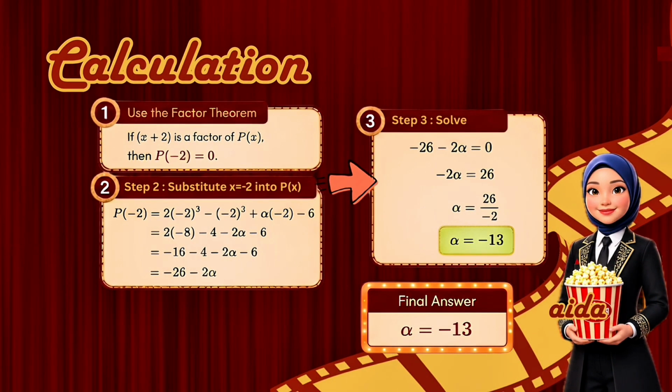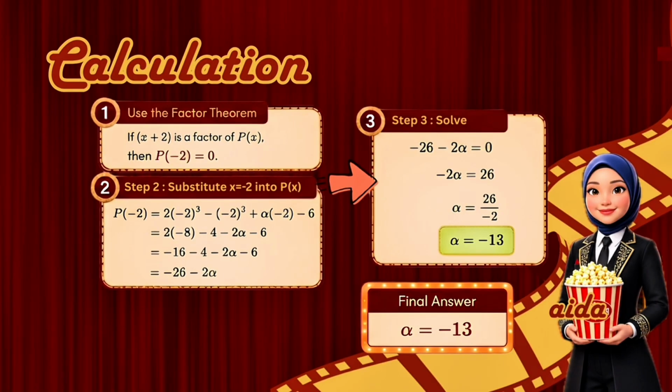Let's jump into the calculation. For this calculation, first, we need to use the factor theorem. If x plus 2 is a factor of p(x), then p(negative 2) equals 0. Next, step 2, substitute x equal to negative 2 into p(x). And the last one, step 3, we solve this equation until we get alpha equal to negative 13.